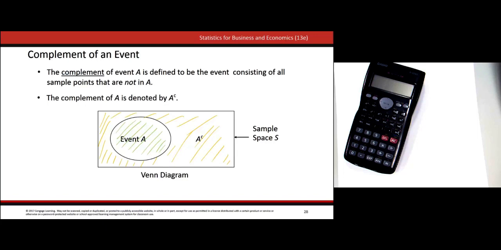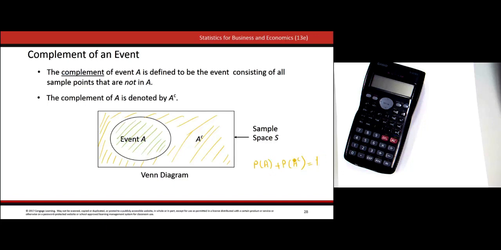A and A complement together give the sample space. So the probability of an event plus the probability of its complement is always 1, because together they give the sample space, and the probability of the sample space is 1. If you know the probability of an event, you can easily calculate the probability of the complement by subtracting that from 1.